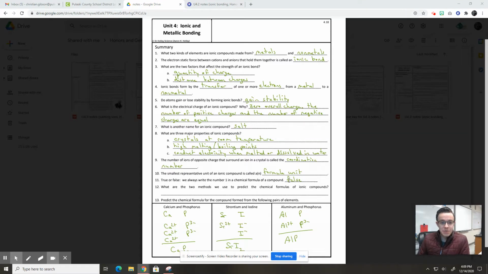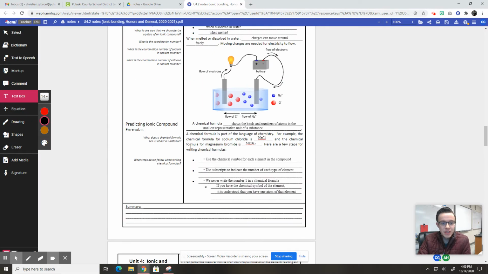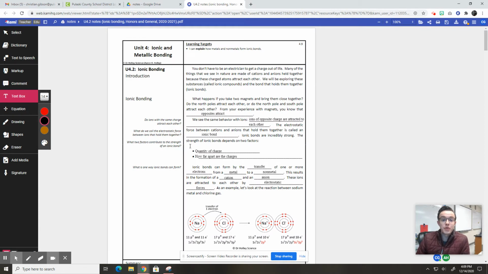For this assignment, you guys are answering the questions in the margin for the interactive notes for 4.2. And those are all going over ionic bonding and ionic compounds and all of that stuff. So in 4.1, we talked about how ions are formed. 4.2, we're talking about what happens when you bond ions together. And what we get is an ionic compound.